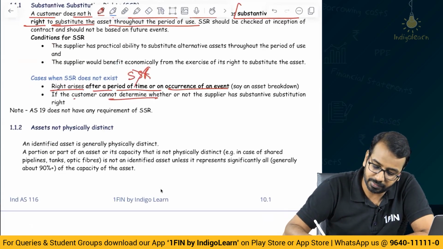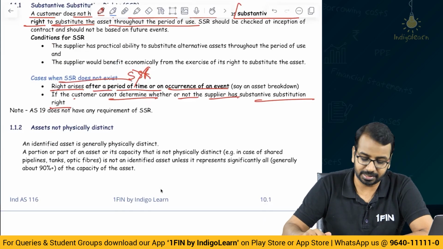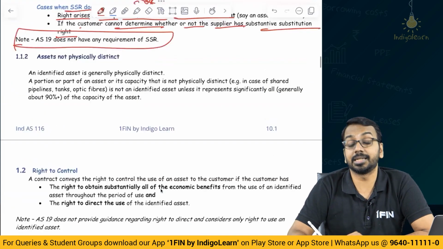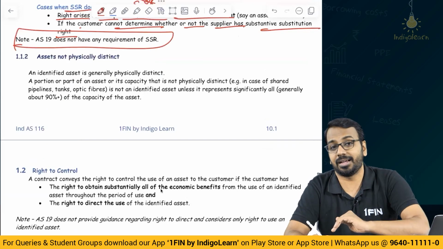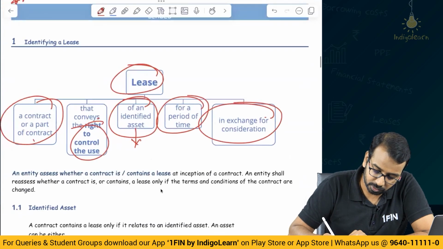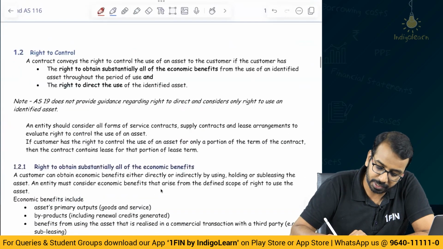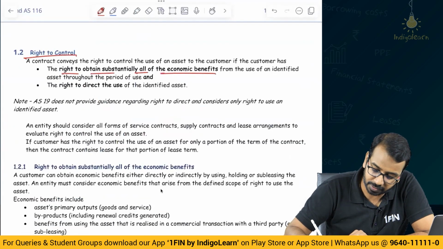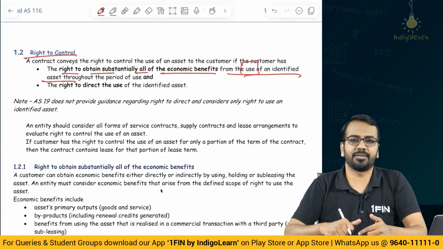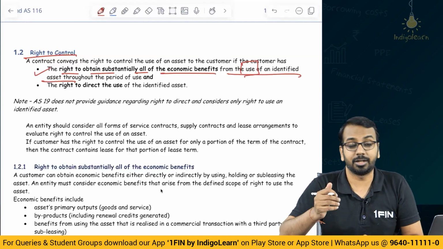And if the customer cannot determine whether or not the supplier has a substantive substitution right, then we will say SSR does not exist. As per AS 19, we don't have such conditions for SSR. Now sometimes when we say identifiable asset, it could also mean the identified storage capacity of a tank. Okay, so that also can become an identified asset. Now another aspect of the standard is to convey the right to control the use. So what does right to control mean? Right to control means the right to substantially obtain all the economic benefits from the use of an identified asset. It is very important. By using that identified asset, whatever benefits are available, if I can get all of that, then we say that there is a right to control.